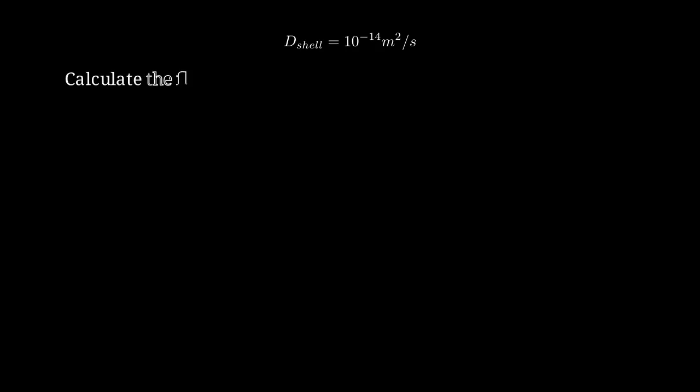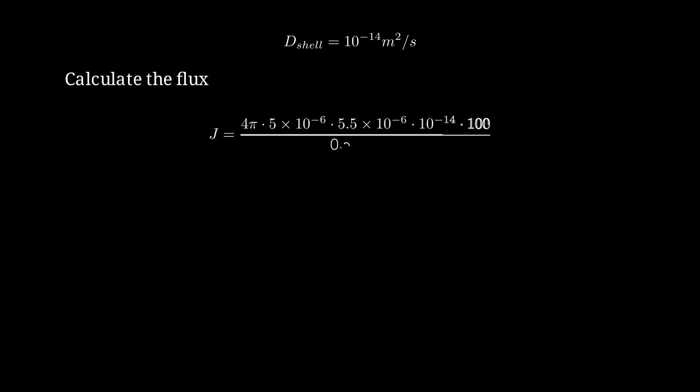Now let's calculate the flux. J equals 4 pi times 5 times 10 to the minus 6 times 5.5 times 10 to the minus 6 times 10 to the minus 14 times 100, all divided by 0.5 times 10 to the minus 6. Simplifying, we get J approximately equals 7 times 10 to the minus 14 kilograms per second.